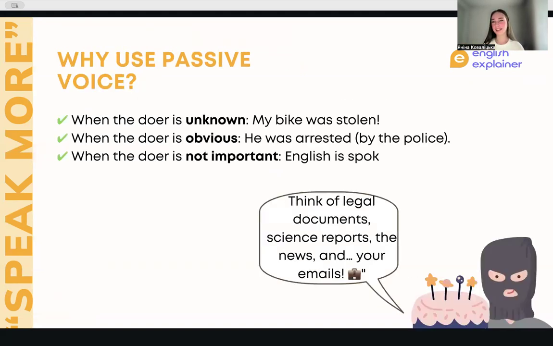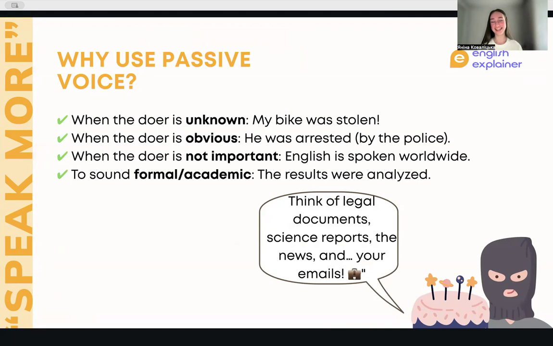Why are we using passive voice? Come on. When the doer is unknown. For example, my bike was stolen. We don't know who stole the bike. We know the result. The main thing right now is that the bike was stolen.